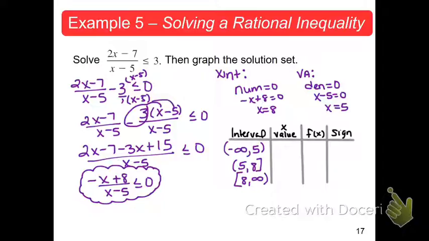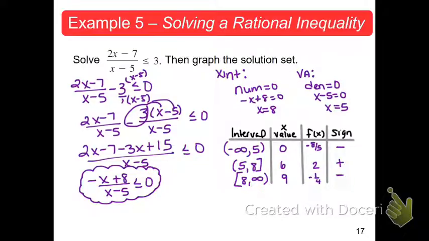So now let's pick some x values that are in each of those intervals. Okay, so I picked some x values that exist in each of those intervals, and when I plug in the 0 into this function, I end up with negative 8 over 5, which then is negative. When I plug in the 6, we get a positive 2, which is positive, and when I plug in 9, I got negative 1/4, which is also negative.